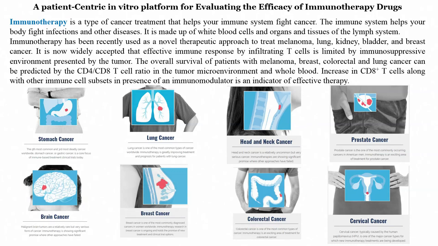stomach cancer is the fifth most common and third most deadly cancer worldwide. Stomach cancer or gastric cancer is a core focus of immune based treatment clinical trials today. Lung cancer is the most common type of cancer worldwide, and immunotherapy is greatly improving treatment and prognosis for patients with lung cancer. Oral cancer is a part of head and neck cancer, which is relatively uncommon but serious. Immunotherapies are showing significant promise where other approaches have failed. So, immunotherapy is showing promising results.